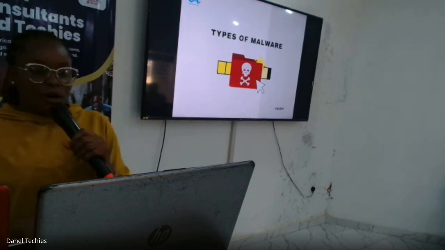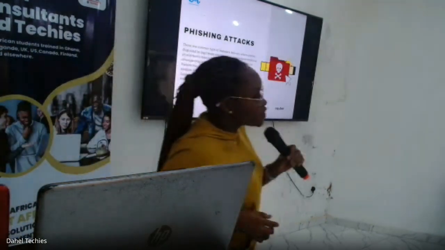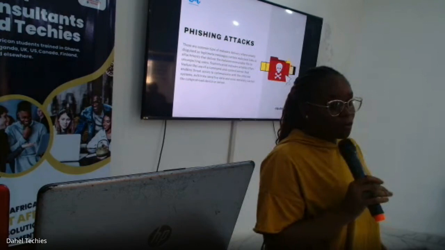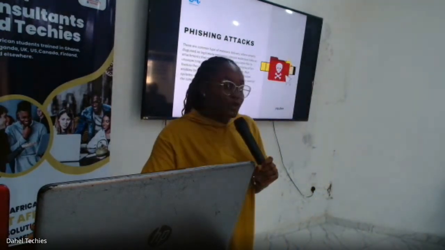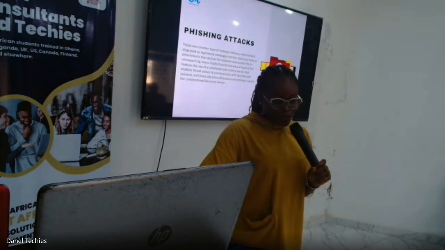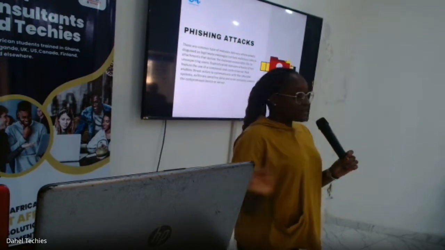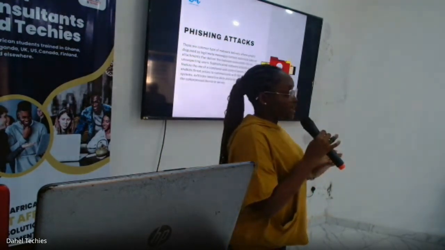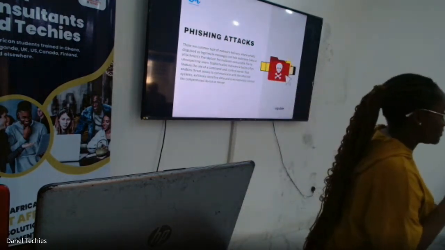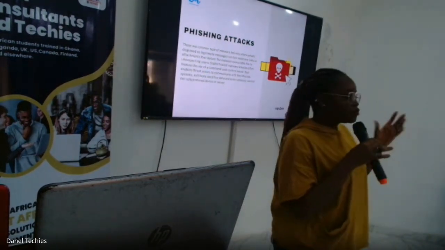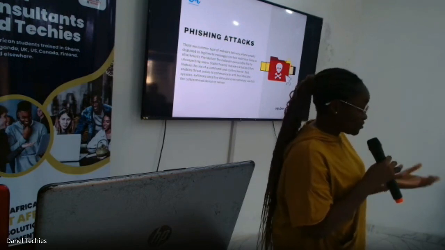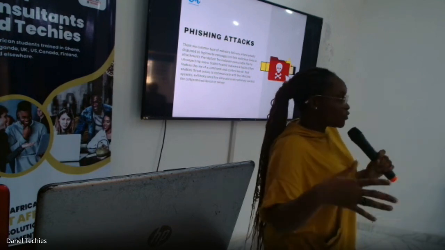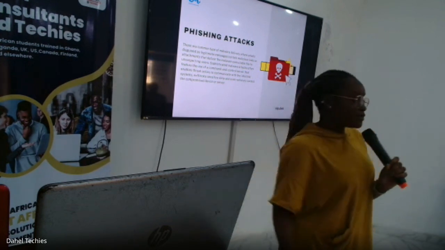Now the types of malware. The first one we're going to look at is phishing attacks. Phishing attacks are by far one of the most common attacks out there, and what my dear friend experienced proves how common it is. You received an email, and the email looked like it was sent by your bank. Please, can you tell us that story, so that those who did not hear can understand? I want to use it to explain phishing in practice.